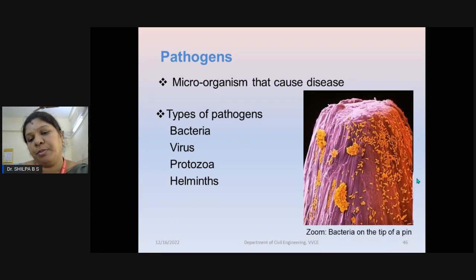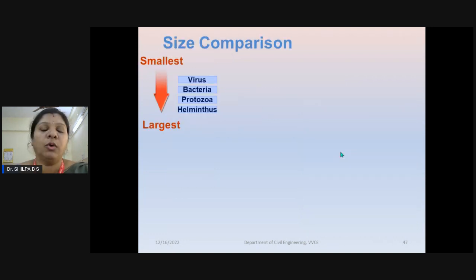This is a picture which shows the number of bacteria that we may find on the tip of a pin. There are so many bacteria in a small point. These microorganisms cause various health effects. When we consider the size of these microorganisms, the smallest is the virus, then comes the bacteria, the bigger one is the protozoa, and the largest is the helminth. This is the order that we will find.